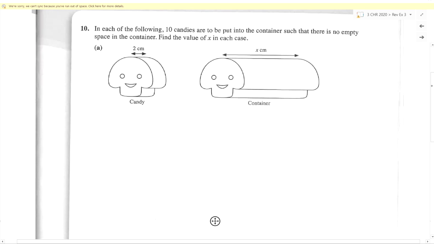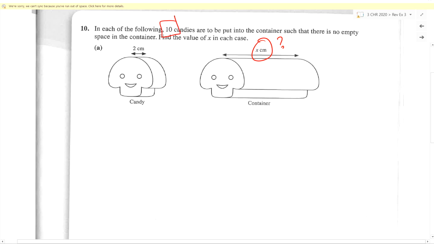Let's take some time to understand this question. In each of the following, 10 candies are to be put in a container such that there is no empty space. Find the value of x. So this is the candy. It looks like a mushroom. And quite clearly they are stacking them, putting them side by side. Oh, they're asking you for the value of x.